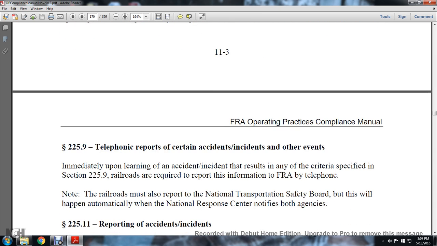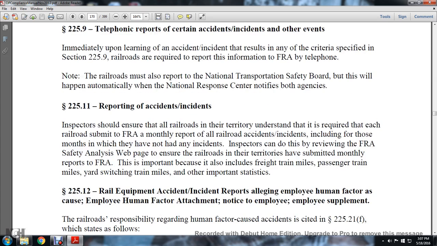225.9 Telephone reporting of certain accident incidents or other events. Immediately upon learning of an accident incident that results in any criteria specified in section 225.9, railroads are required to report the information to the FRA by telephone. The railroads must also report to the National Transportation Safety Board, but this will happen automatically, as the National Response Center notifies both agencies.